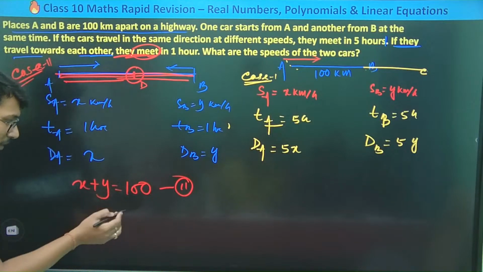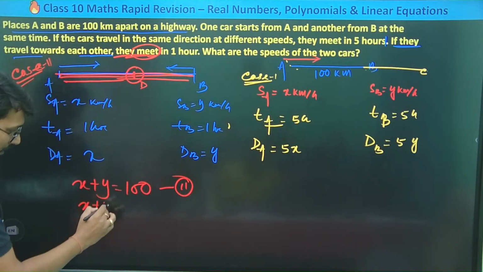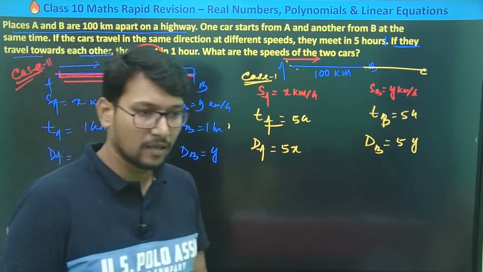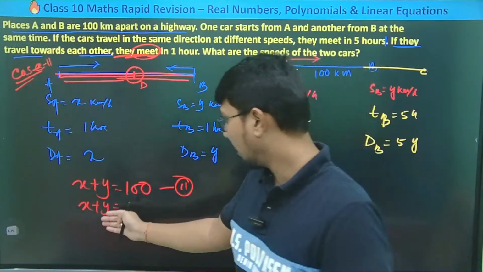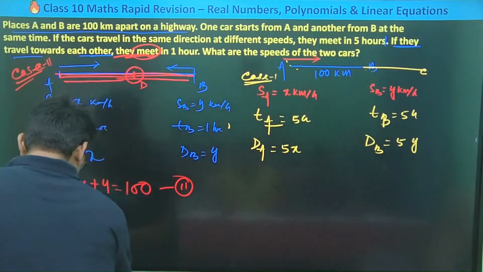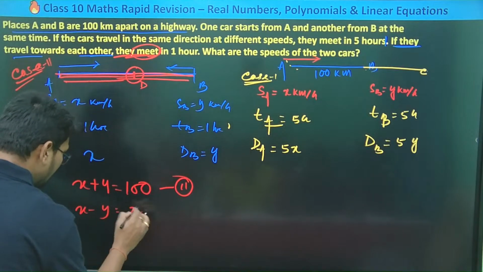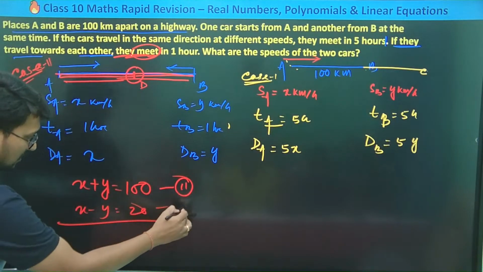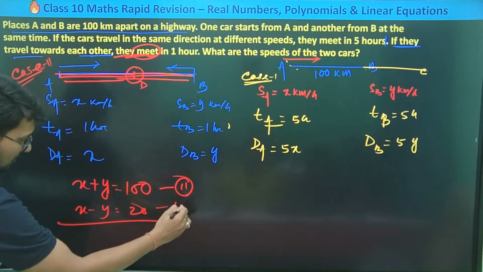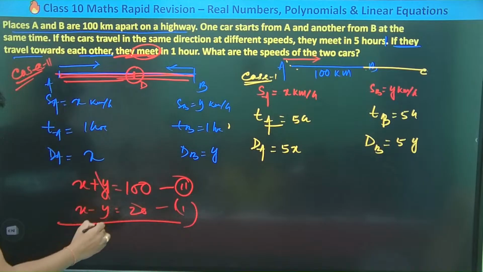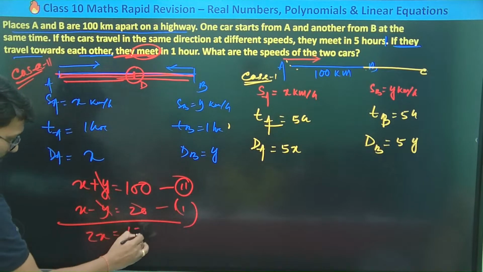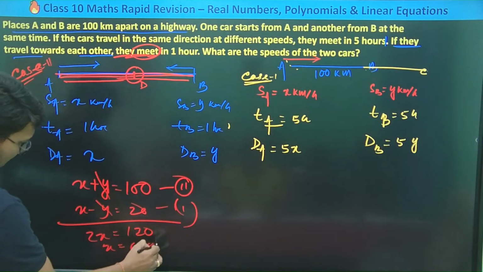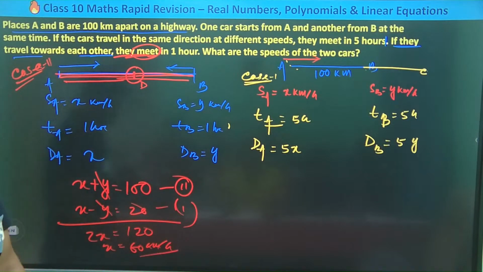इक्वेशन 1 क्या था बच्चों? x minus y, x minus y equals to 20. चेक करो बच्चों, ये दोनों इक्वेशन क्या करेंगे? ऐड या सब्ट्रैक्ट? ऐड कर दो, y कैंसल, 2x equals to 120, so x equals to 60 km per h. Done.